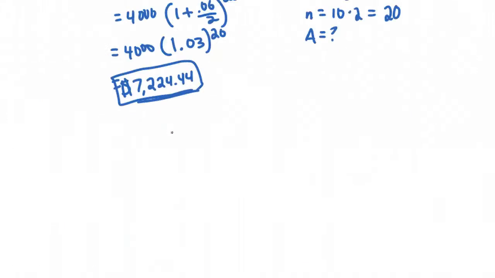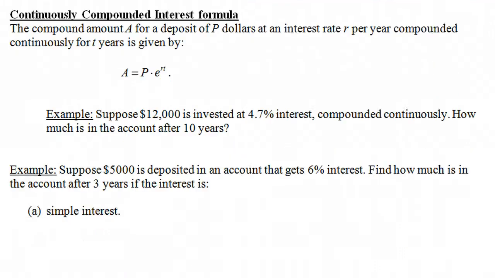Okay, so let's go back to our formula here. What is the formula for continuously compounded interest? It says the compound amount A, the amount in the future for a deposit of P dollars at an interest rate R per year, compounded continuously for T years, is given by this formula. Now remember, we're not using N here for number of compound periods because it's almost like our number of compound periods is infinite. And we're also not using I, the interest rate per period, because we'd be dividing our interest rate by infinity. So we're actually back to using R and T for this formula. Okay, so let's do an example.